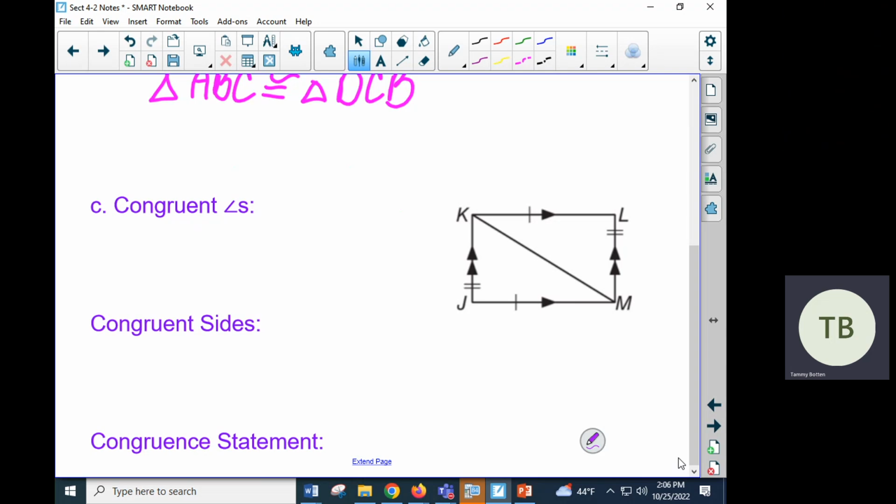Now, do you guys get if these two lines are parallel? Can you tell those two are alternate interior? Okay, so we're gonna say angle LKM, we have to use 3 letters, is congruent to angle JMK.